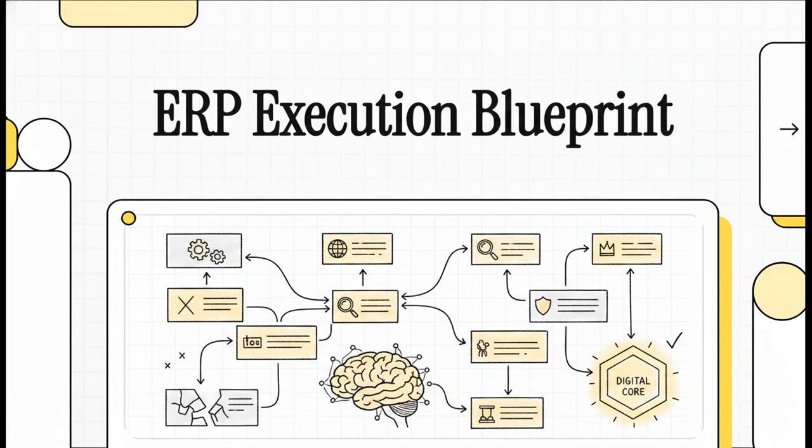We will examine how executive leadership must architect their operational readiness long before a single line of code is deployed by a vendor. The transition from legacy infrastructure to a digital core demands absolute precision. Let us look closely at this reality.